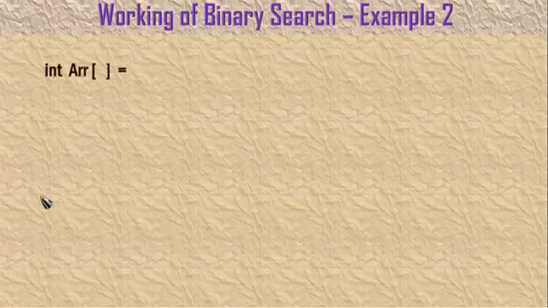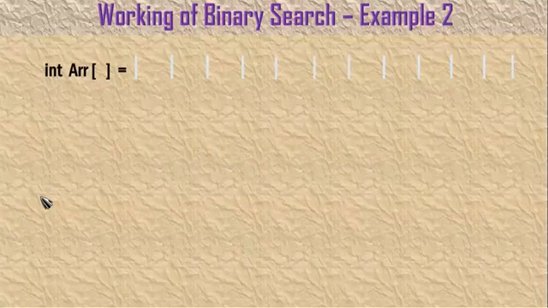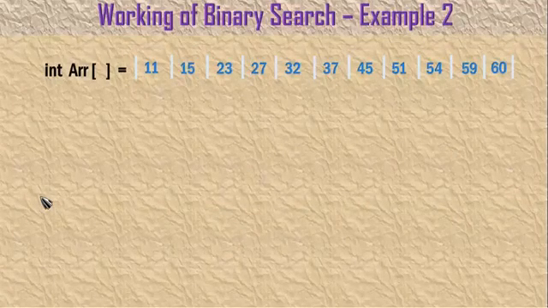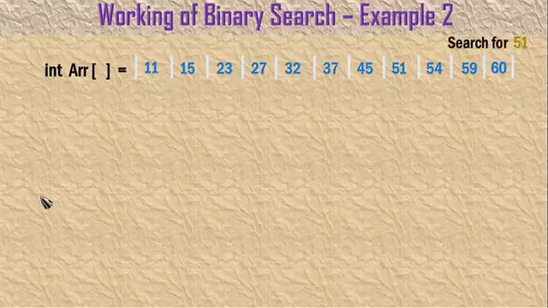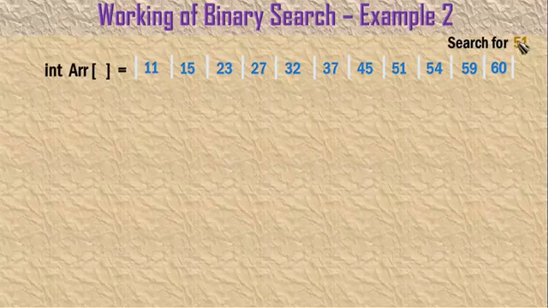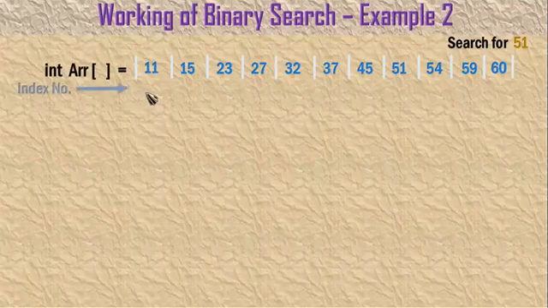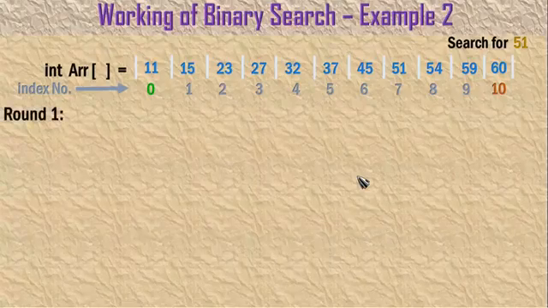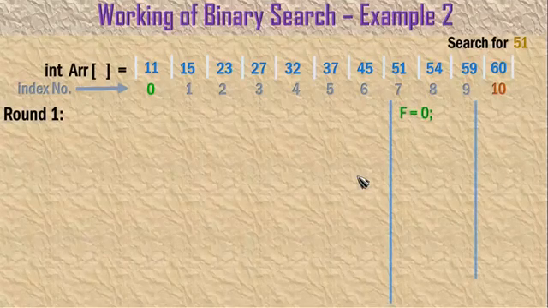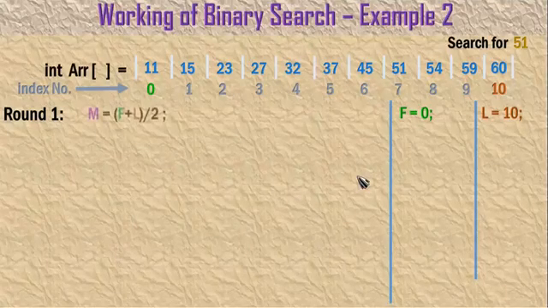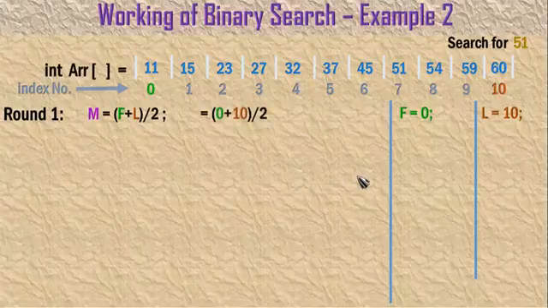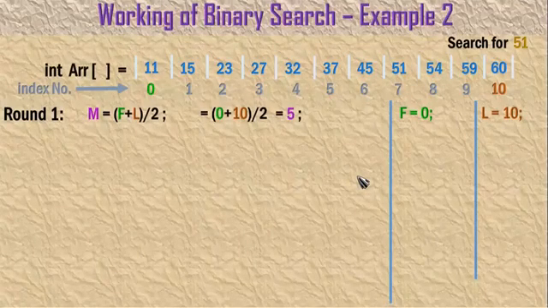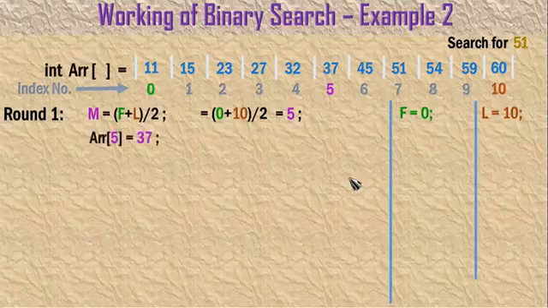Let us see the next example. I have a new array here after removing the last element of the previous array. So let us search for element 51. I have index numbers from 0 to 10. So at round 1, the first index number will be 0 and the last index number will be 10. So for the middle element we find 0 plus 10 divided by 2, we get exactly 5. At index number 5, I have 37.